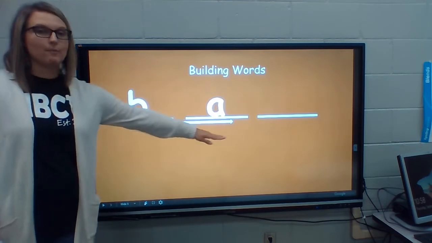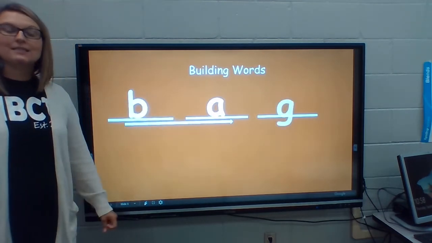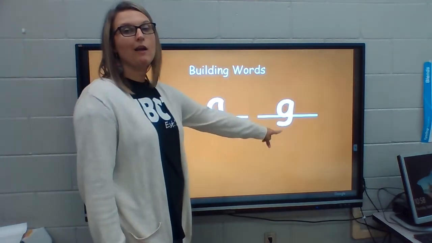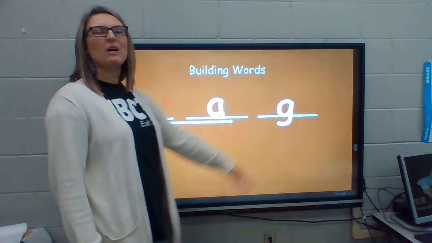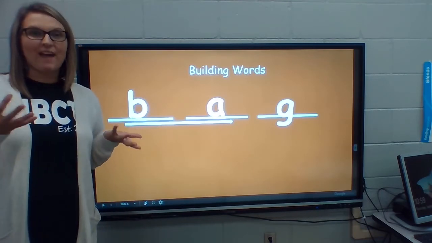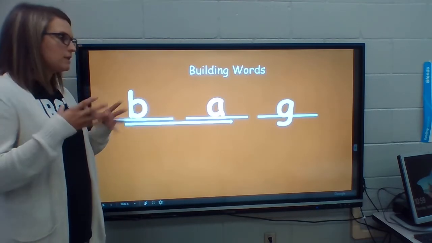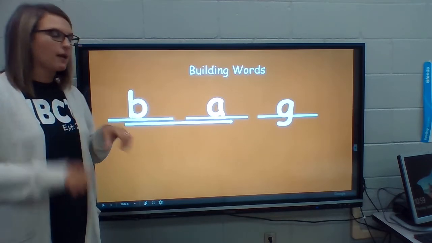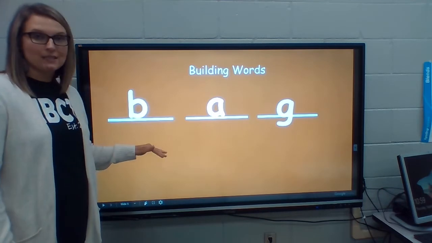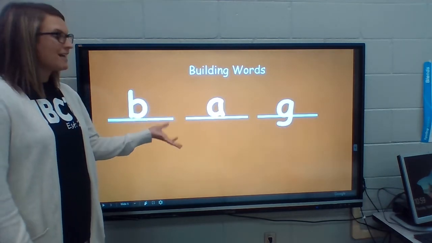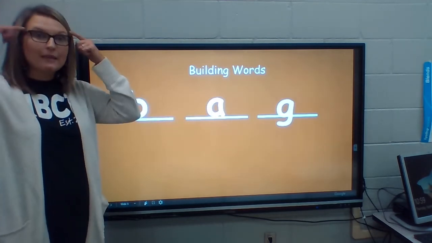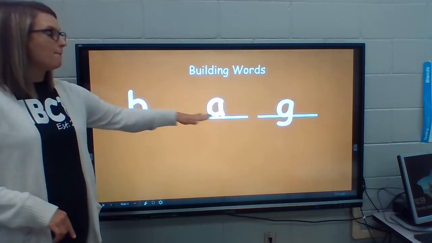Then we're going to add an ending sound. So this is our slide, ba, and we add an ending sound, and it makes it a word. So we have ba, g, bag. What is a bag? I have a bag of apples. It's just a group of apples, and it's inside my bag, something I carry things in. All right, so now it's no longer a slide. It's a word because it has meaning to it. A slide doesn't have any meaning, but this makes me think of something I know, a bag.